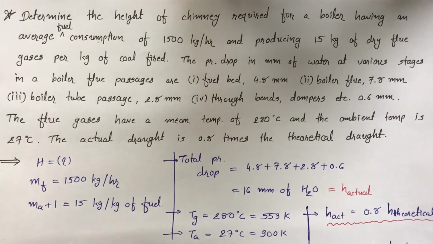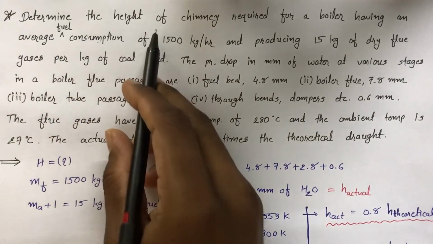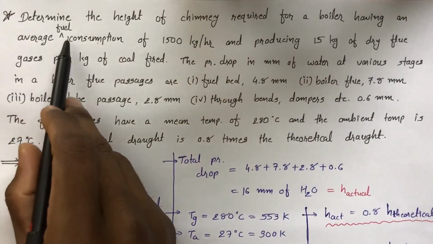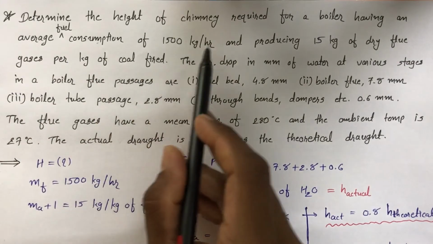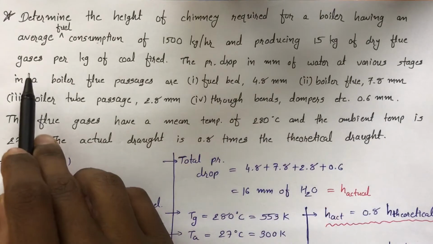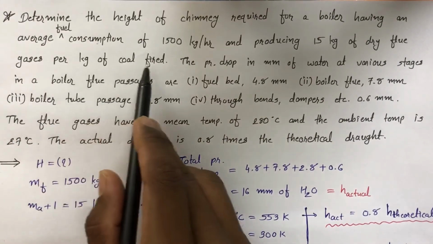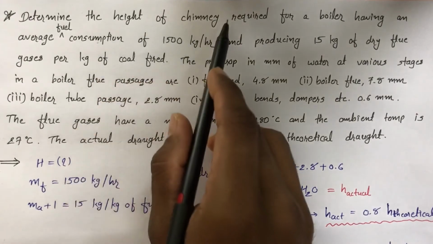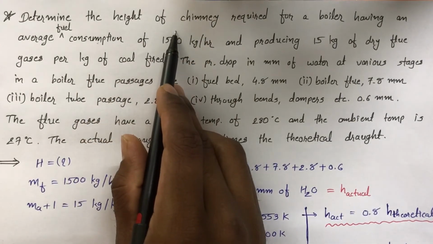Fourth example, determine the height of chimney required for a boiler having an average fuel consumption of 1500 kg per hour and producing 15 kg of dry flue gases per kg of coal fired. Here you have to find height of the chimney, capital H.